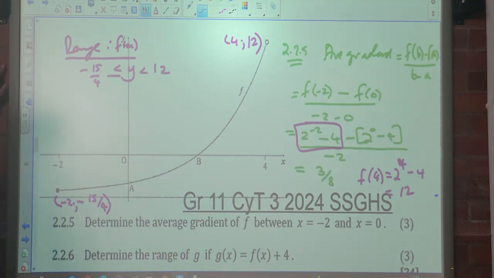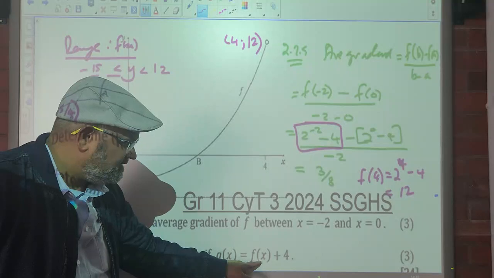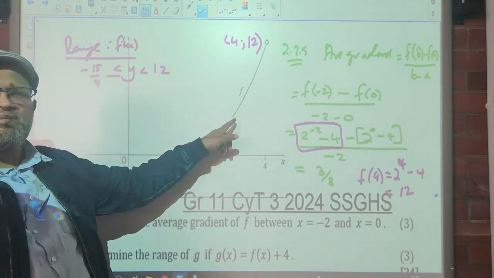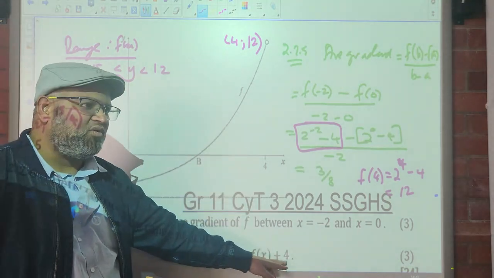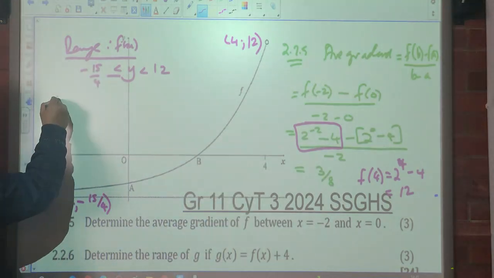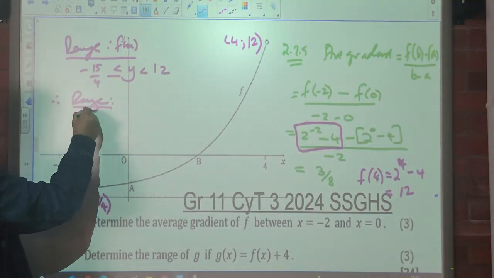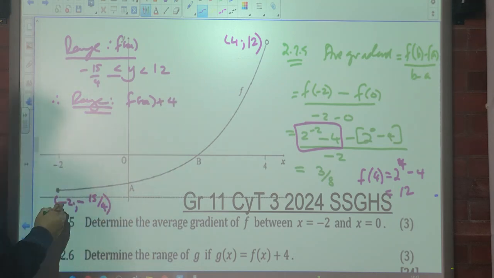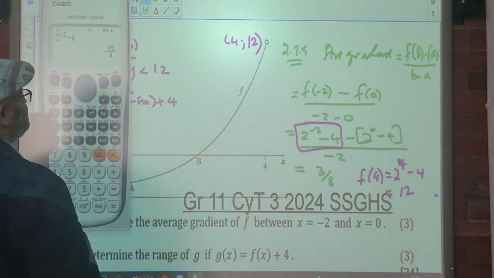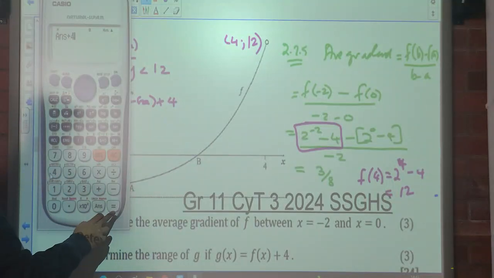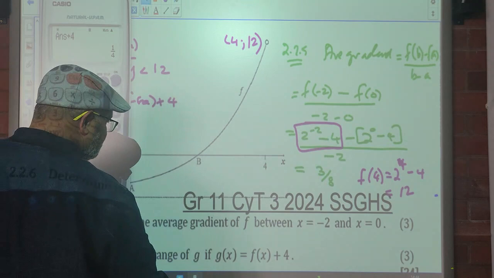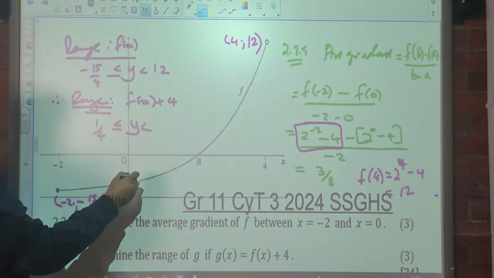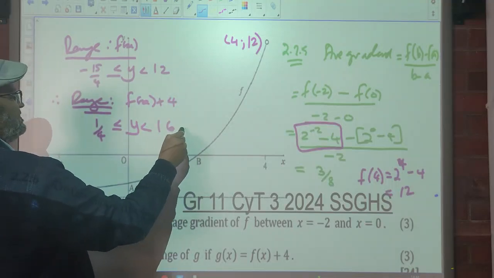So what happens to f of x here? The graph is shifting 4 units up. This is plus 4. So if the graph moves 4 units up, therefore the range of f of x plus 4 is going to be negative 15 over 4 plus 4. So that gives you a quarter. So y is greater than or equal to a quarter. And if this moves 4 units up, 12 goes to 16.